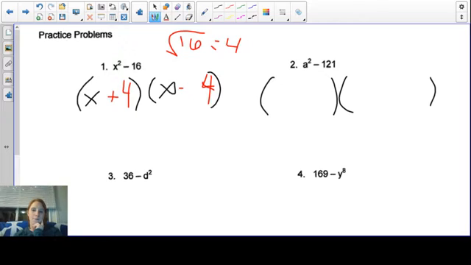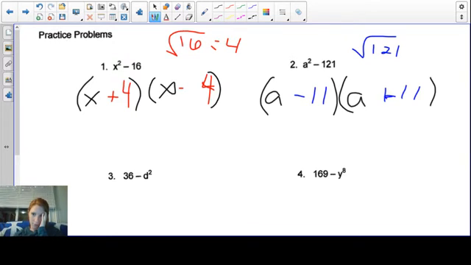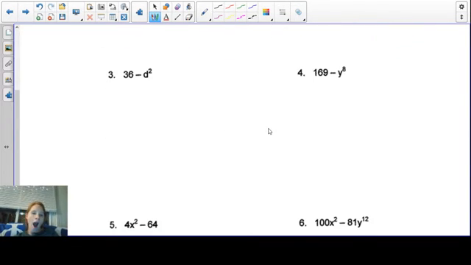Number 2, same idea. A times a gives me a squared. Square root of 121 is 11. Now, it doesn't matter where I put the plus and the minus as long as I have a minus and a plus. So the first time I put the positive first, second one I put the negative first, it doesn't matter as long as I have them someplace.